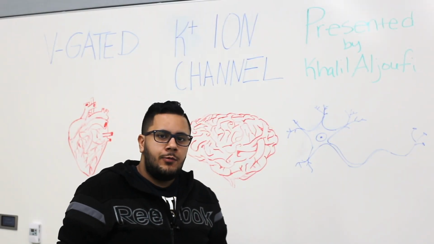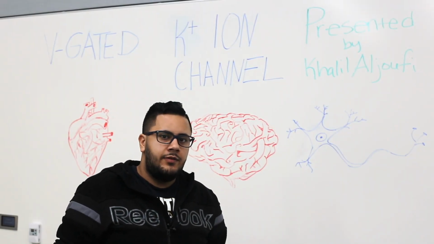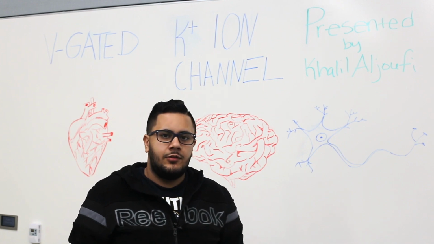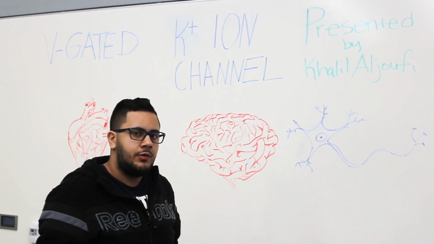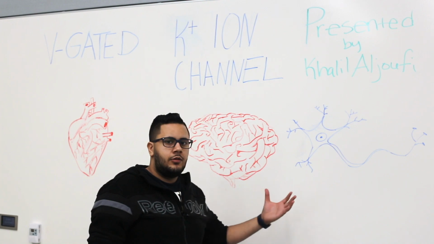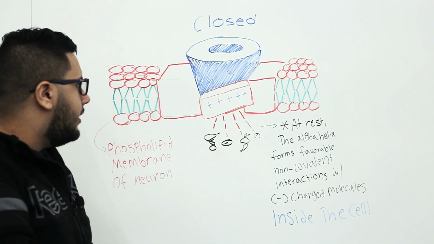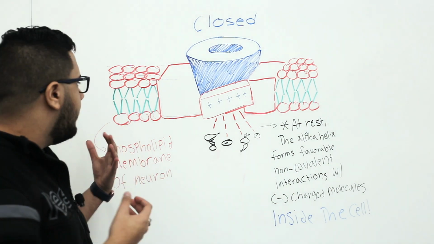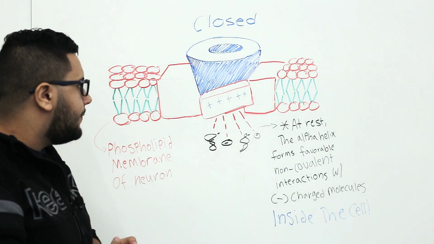Hello, in this video I will be discussing the biochemical basis of the voltage-gated potassium ion channel. Specifically, I will talk about its function within the neuron, a cell in the nervous system. So here we zoomed in into the neuron. We are looking at the phospholipid bilayer of the neuron.